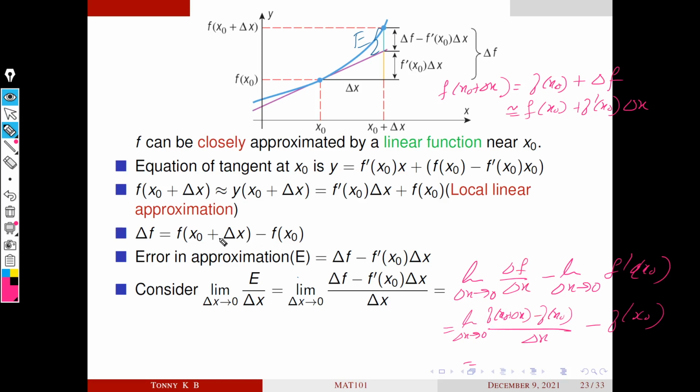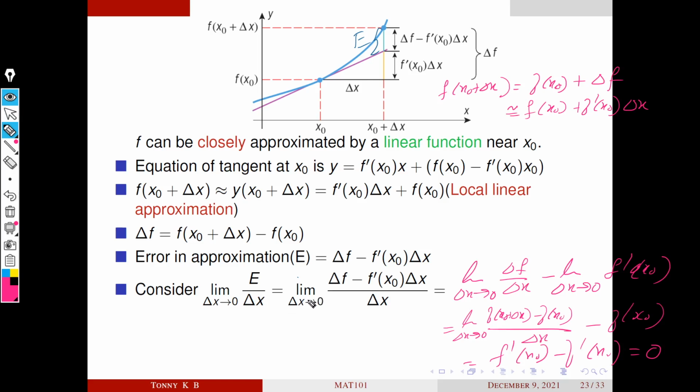Delta f is the actual change in function, that is f of x naught plus delta x minus f of x naught, divided by delta x. Minus, and here this term does not depend on delta x, so the limiting value is the same as f dash of x naught. And what about this limit? This is our f dash of x naught, so this becomes f dash of x naught minus f dash of x naught, so this value equals 0. As a conclusion, the limit as delta x tends to 0 of error by delta x is 0.